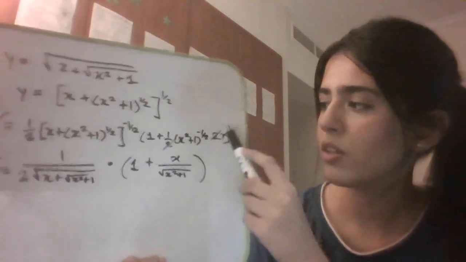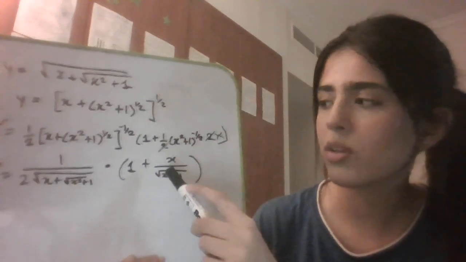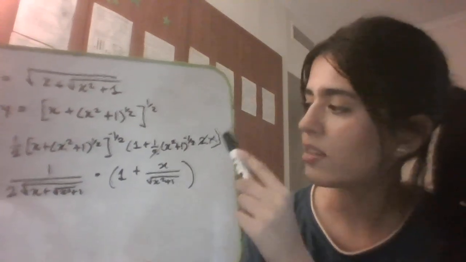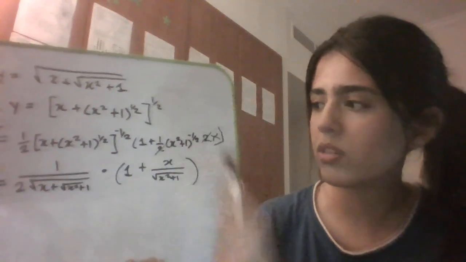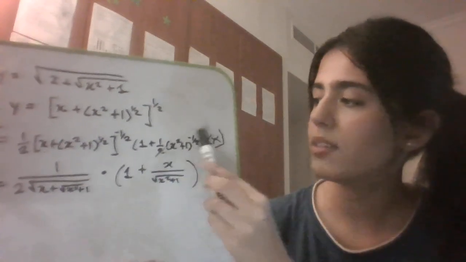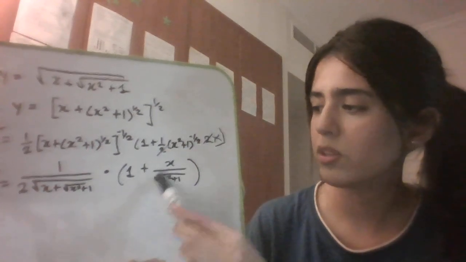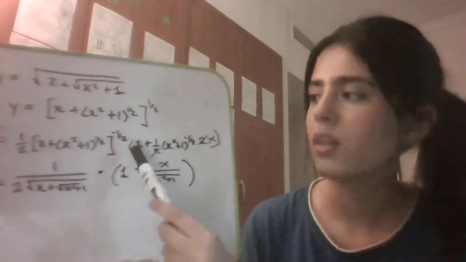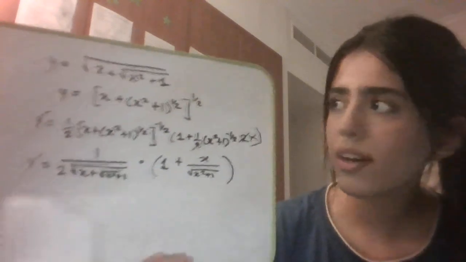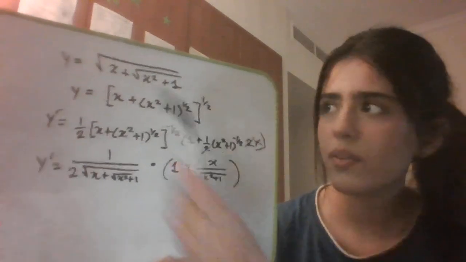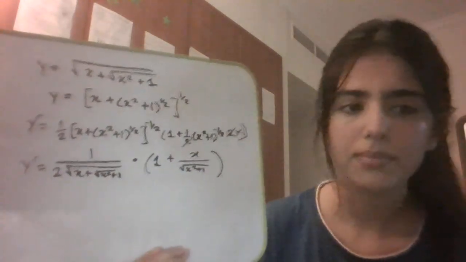Here the 2's cancel out, so there's not going to be a 2 in the denominator. Instead, now just x is going to be in the numerator because we canceled the denominators out. And I brought the negative power down and I square rooted the bottom. And 1 is just a constant, so we're going to leave that as it is. So that is our derivative of this function.